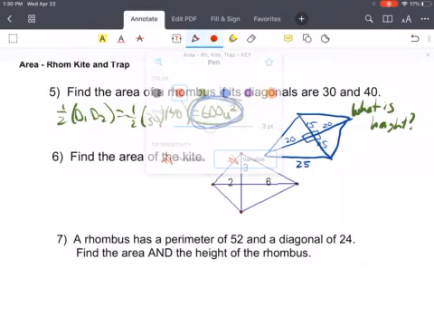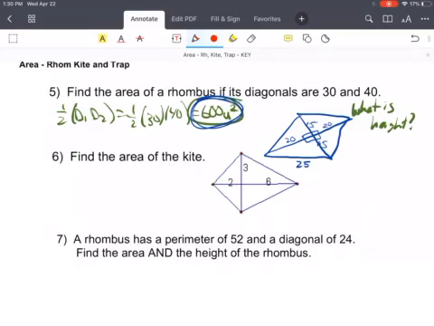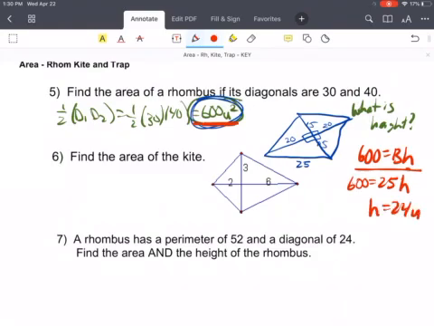Now I would need to know my other formula for area, which is base times height. The area is still 600, but it equals base times height now. I have my base of 25, solve for my height, and I would get a height of 24 units. So this would be if I was to add in a question of what is the height.